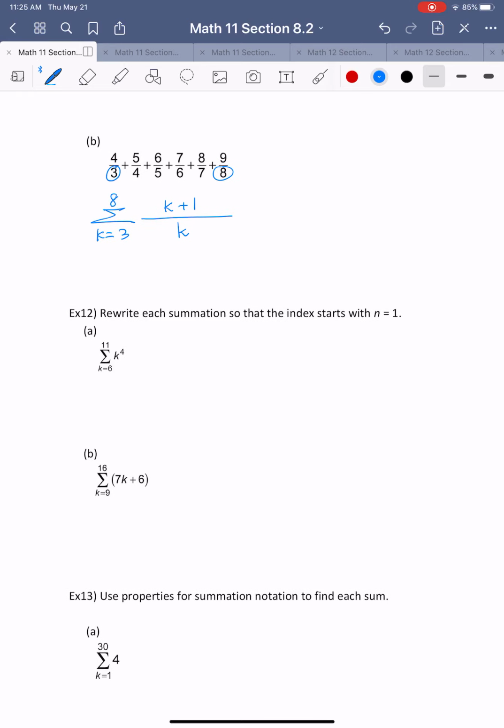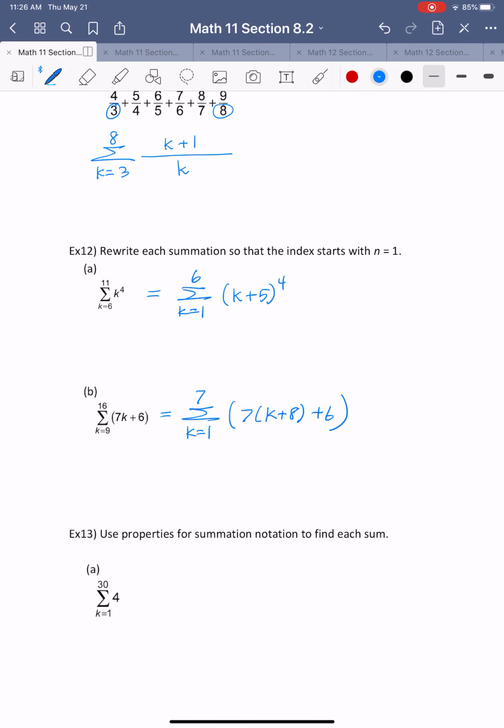All right, example 12. We write each summation so that the index starts with n equal to 1 this time. So instead of this, I want to say k equal to 1, which is 6, 7, 8, 9, 10, 11. So there are 6 terms. And you start with k equal to 6, so in order to get 6 you should use k plus 5. Same here, sigma k equal to 1, but between 6 and 9 there are 7 terms. And in order to get a 9 from the 1, you have to say k plus 8.